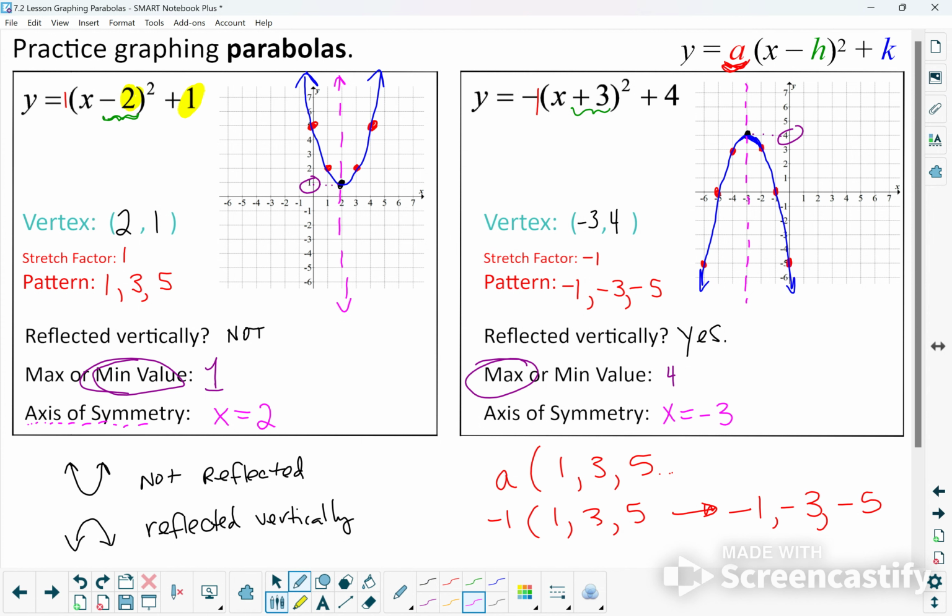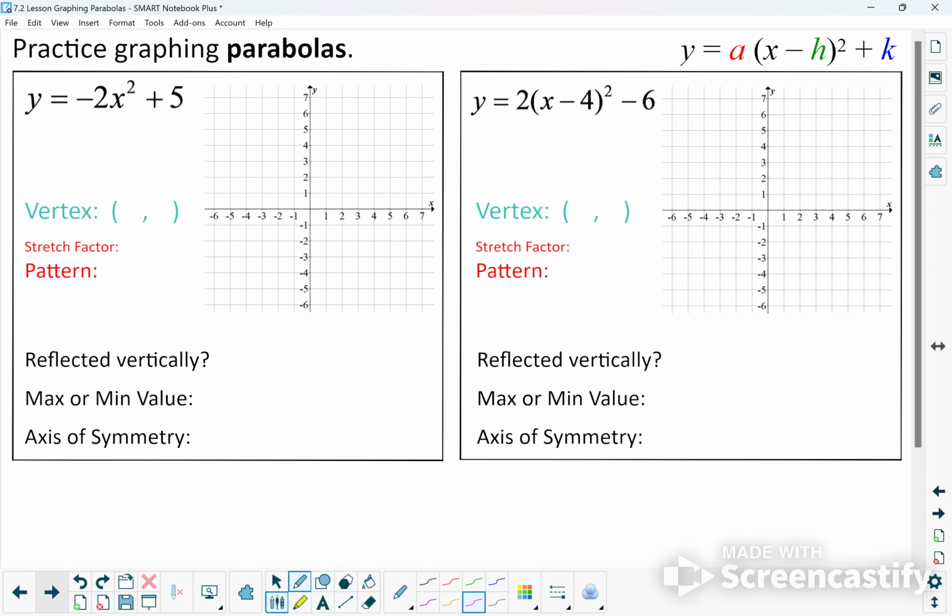Now, when we're writing our axis of symmetry, we are giving the equation of this vertical line. So it is important that you have the x equals negative 3. You don't just want to write the number negative 3. For min and max, you are just giving a number, like that is the highest the function goes. And it is okay to just list it as a number 4, but for axis of symmetry, we do want to list x equals negative 3.